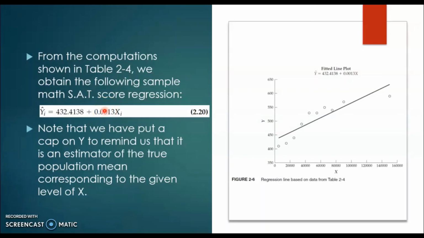While for the intercept here, 432.4138, it means that if family income is 0, then the mean math score will be about 432.4138 points. But of course, very often such an interpretation has no economic meaning. So usually, when we conduct regression analysis, our main focus is on beta 2 only.